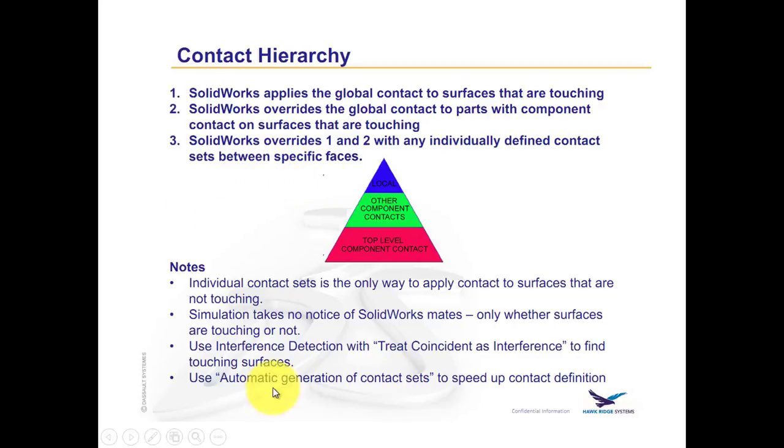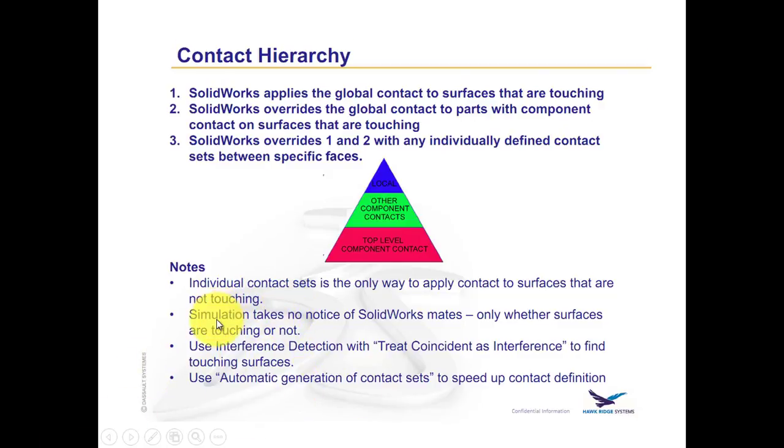A little bit more information with that: individual contact sets are the only way to apply contact to surfaces that are not touching. So usually we're doing contact declarations when things are actually touching each other. If they're not touching each other, contact sets is the only way that we can apply that contact restriction between things.